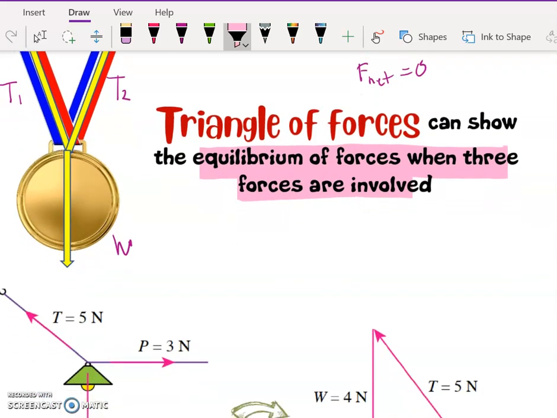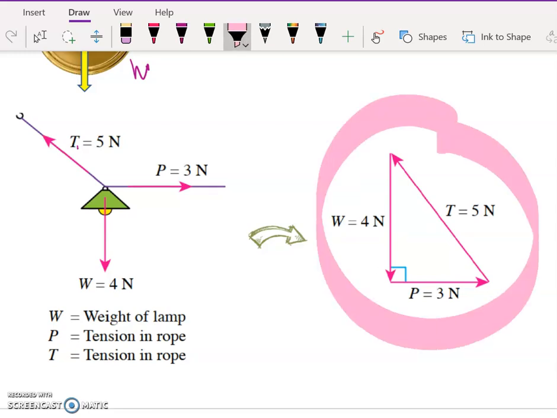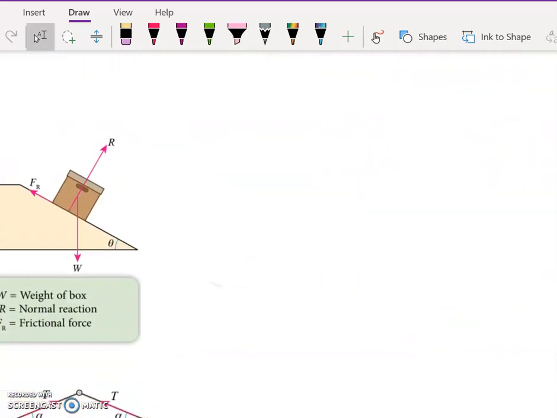So to do that, we are going to look at one example here. The lamp is hung on a wall, and we have tension 1 and tension 2, which we call P, and weight of the lamp acting downward. So from these three arrows of the forces, we can move the vectors around and form a triangle. Let's do some exercises.